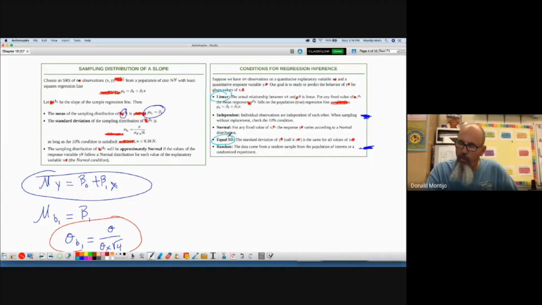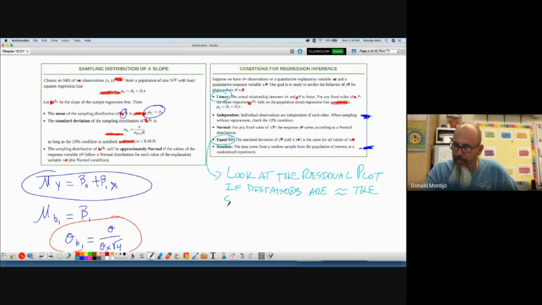To check this equal standard deviation condition, we're going to look at the residual plot. Remember, the residual plot shows us how far away each observation is from the prediction. So look at the residual plot. If the distances are approximately the same, then the standard deviations are approximately equal. That's how we check the equal standard deviation condition.